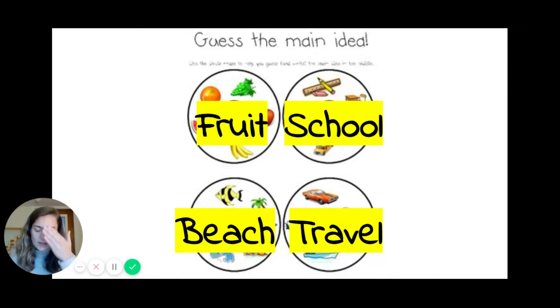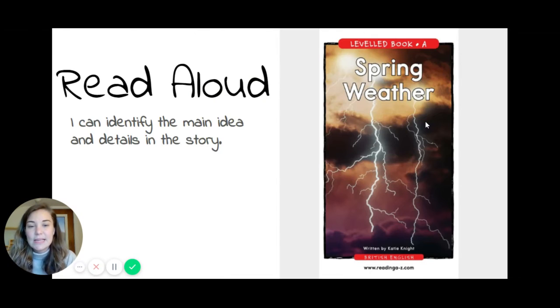Hey, great job with that. Use your brain. All right, I think we're ready for our story. Now, our story today is titled Spring Weather. All right, and I want you to repeat after me really quick. So, mirrors on, mirror check. I can identify the main idea and details in a story. Mirrors off.